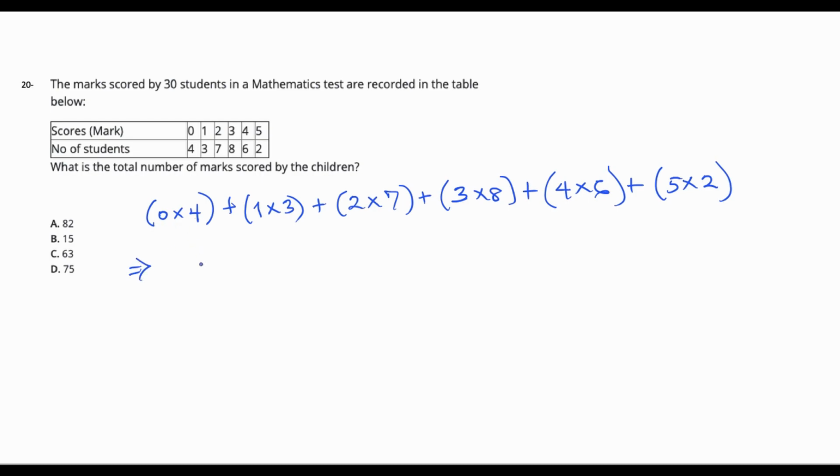and this is going to be equal to 0 times 4 is 0, plus 1 times 3 is 3, plus 2 times 7, that's 14, 3 times 8 is 24, 4 times 6 is 24, and 5 times 2 is 10. And if we add all this together, we're going to have 75. So 75 is what we have when we combine all of the children's scores. And our answer here is D.